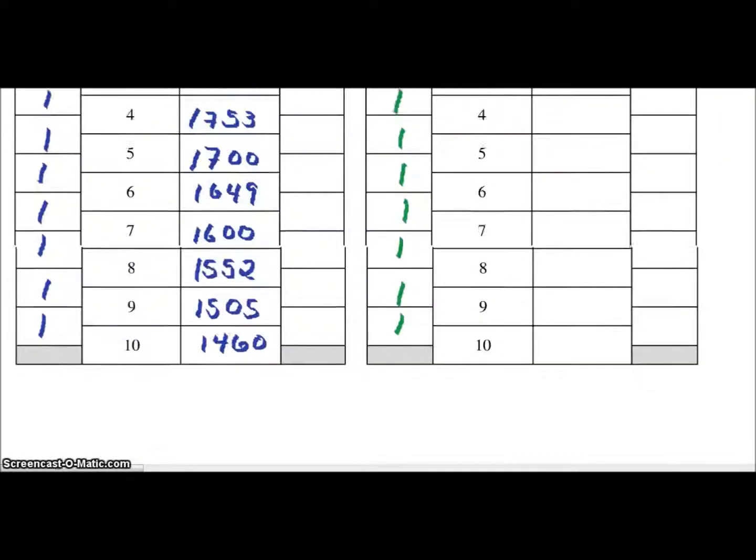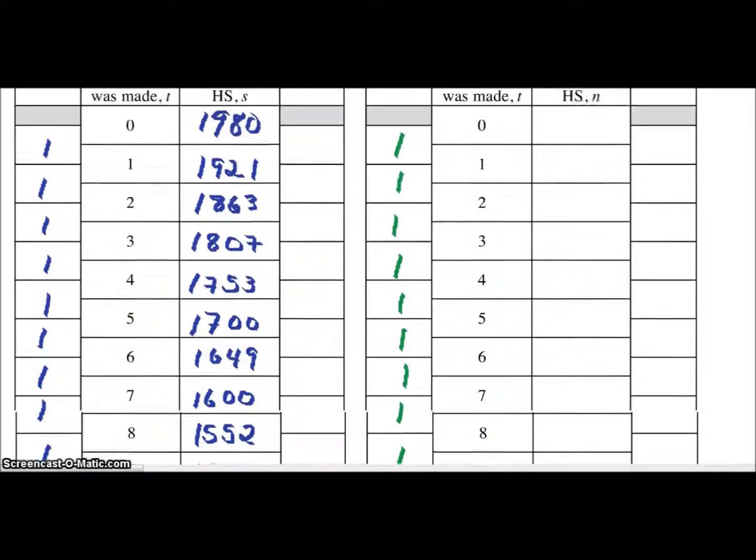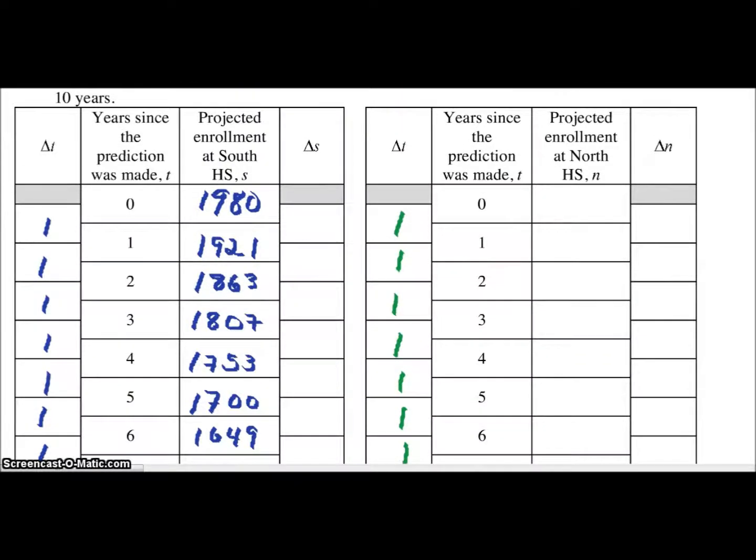Okay, I filled out that column. Now we need delta S. Remember that this change, delta S, is the final value minus the initial value. So that's 1921 minus 1980. Negative 59. To find the next one, we do 1863 minus 1921. That's negative 58.